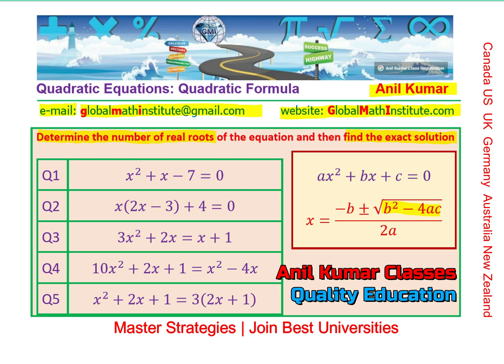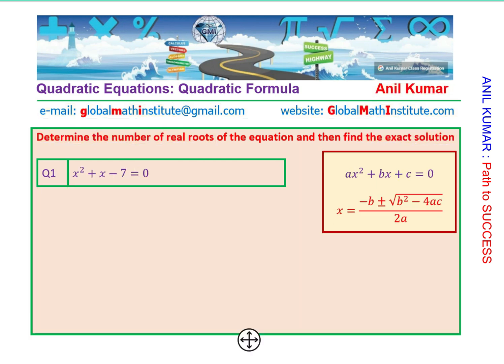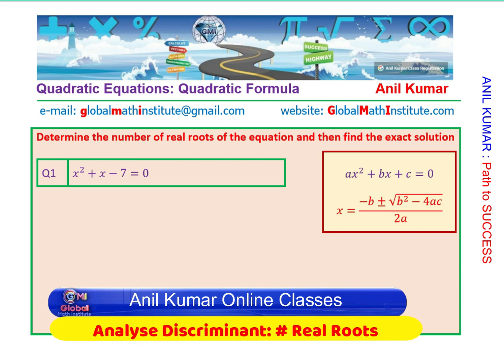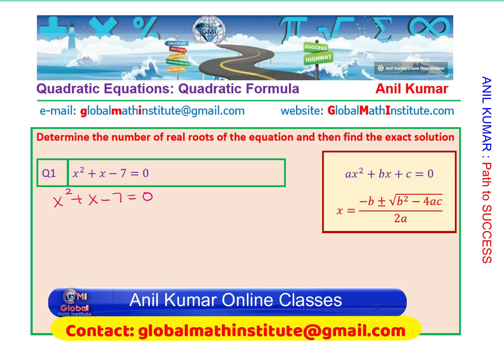Perfect. So here are five questions which we are going to discuss, starting with a very simple one just to give you a clear concept, and then we are going to complicate it a bit as we move along. So the very first question here is x squared plus x minus 7 equals 0. So let's rewrite x squared plus x minus 7 equals 0.